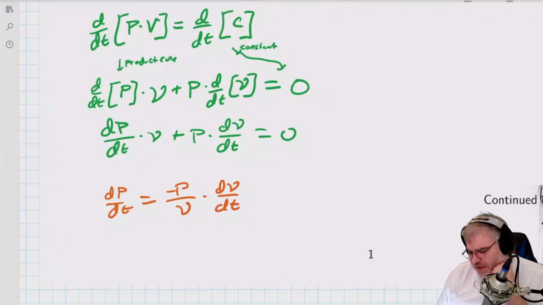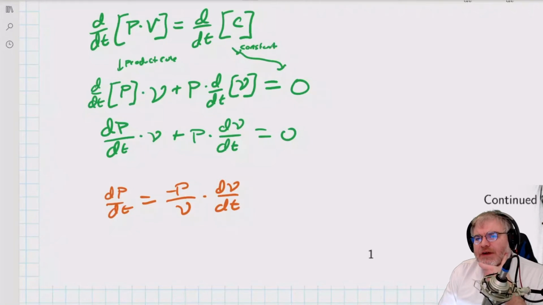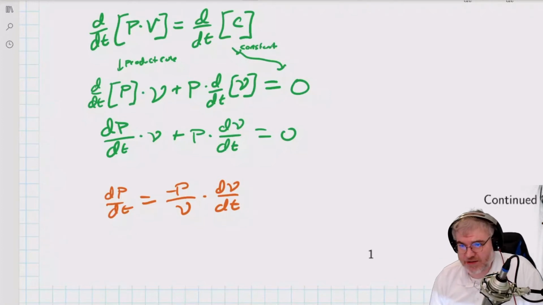Or I could do it the other way, with putting dv on the other side. But what it means is that they're going to go in opposite directions. You can see that, right? Because of that negative sign, by a factor of the current pressure over the current volume. So how do we feel? The orange is absolutely not needed for correctness. It's correct, but it should not be done. But that's the implication of what's going on.